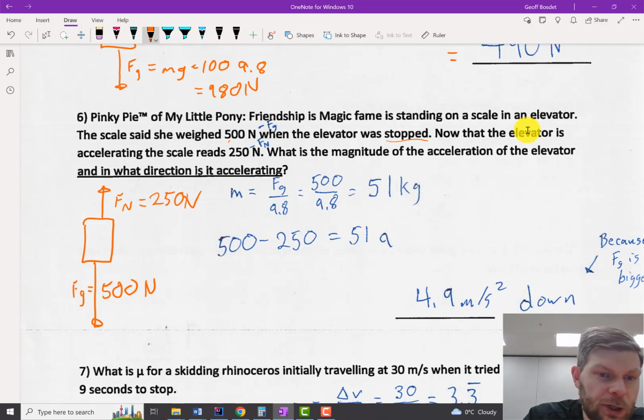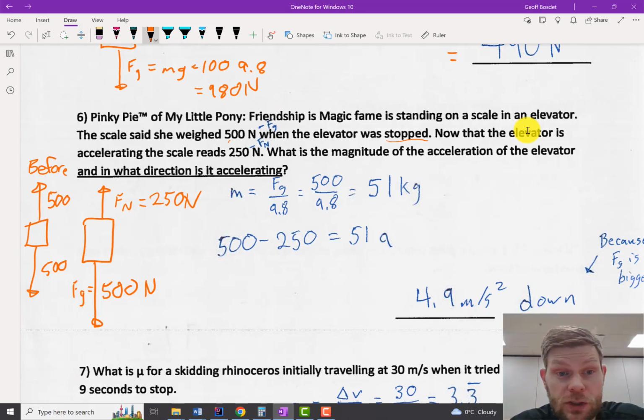So here is a free body diagram of it while it's accelerating. When it wasn't accelerating, it was just 500 and 500. So this is kind of before. Now that it is accelerating, here's our situation. So we have unequal forces fighting. One of them is winning. Gravity is winning. Since gravity is winning, since it's just a bigger number, it will accelerate in that direction. That direction is down because gravity pulls down.